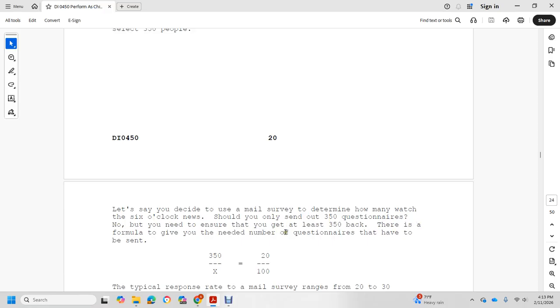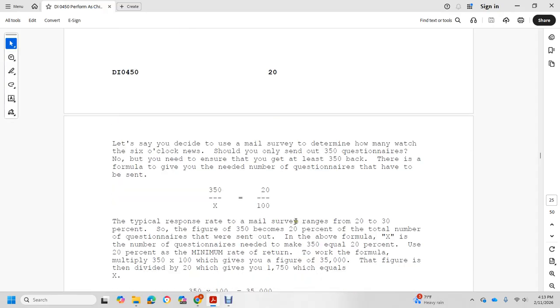This is a formula to determine the number of questionnaires that have to be sent, with a typical response rate: 350 over X equals 20 over 100. The typical response to a mail survey is in the range of 20 to 30%. The figure 350 is 20% of the total number of questionnaires that will be sent out, where X is the number of questionnaires needed to make 350 equal 20%.